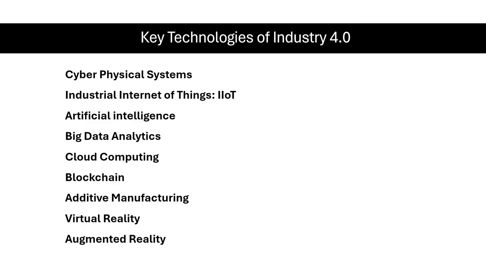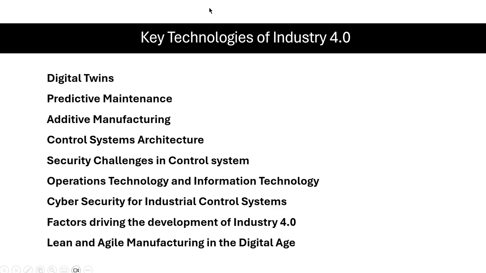The key technologies of Industry 4.0 will include cyber physical systems, industrial Internet of Things, artificial intelligence, big data analytics, cloud computing, blockchain, additive manufacturing, virtual reality, augmented reality, digital twins, predictive maintenance, control systems architecture, security challenges in control systems, operations technology and information technology, cyber security for industrial control systems, factors driving the development of Industry 4.0, and lean and agile manufacturing in the digital age.